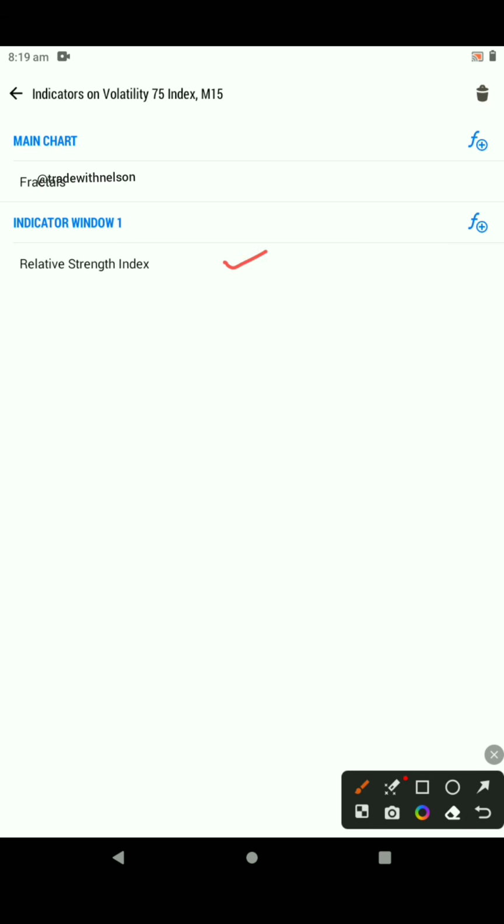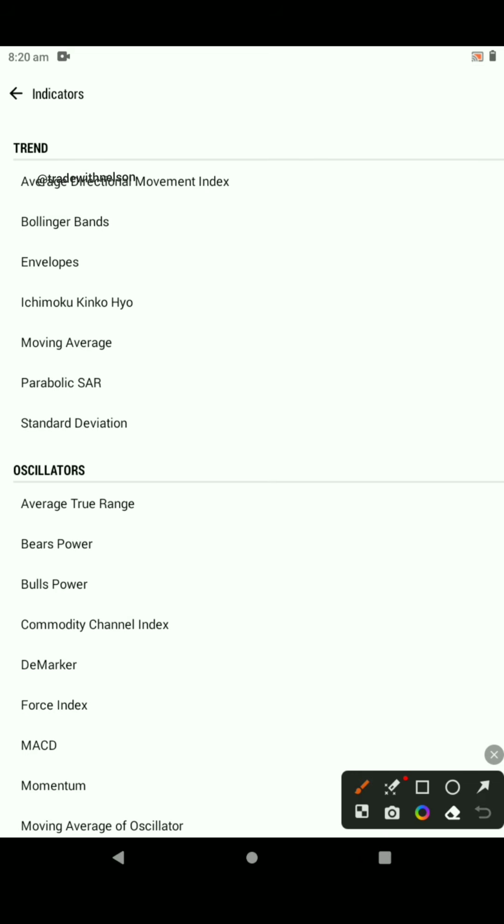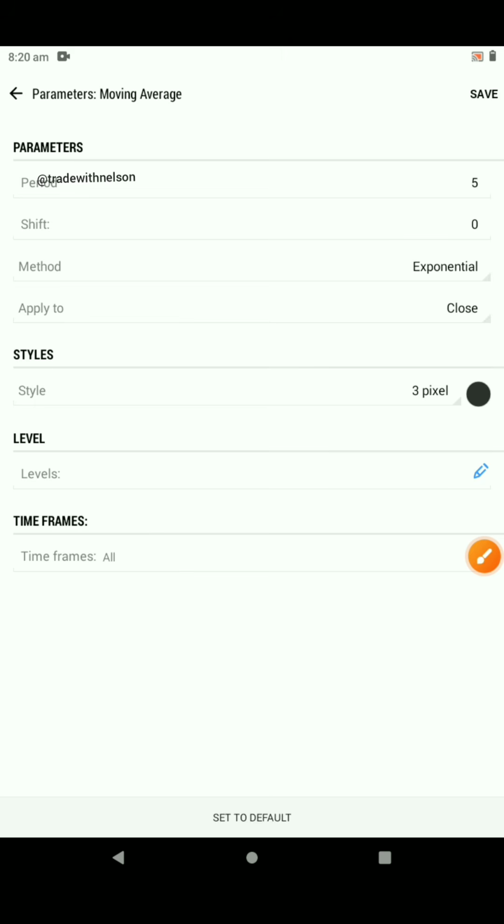This is it. To select the next indicator, click on the F icon on the indicators window 1. Moving average, click on that.